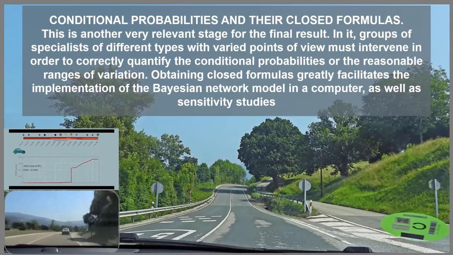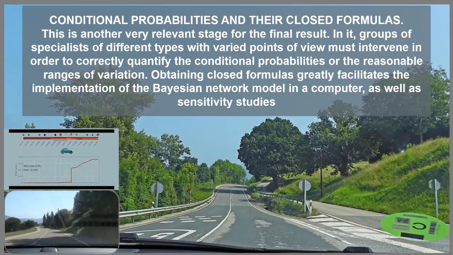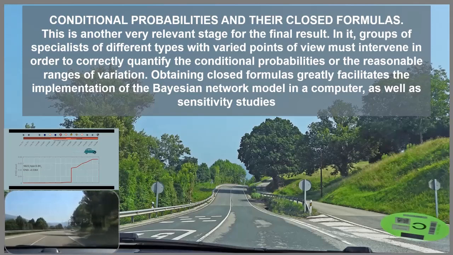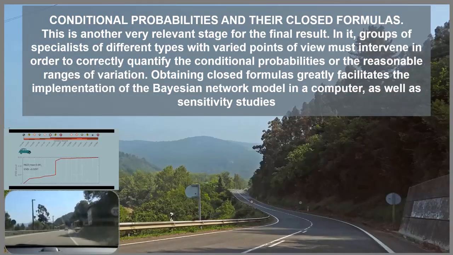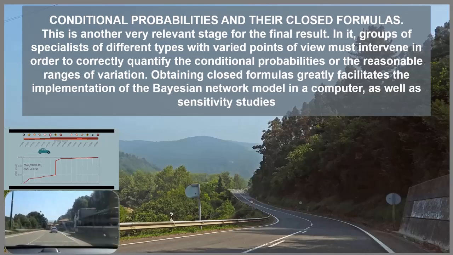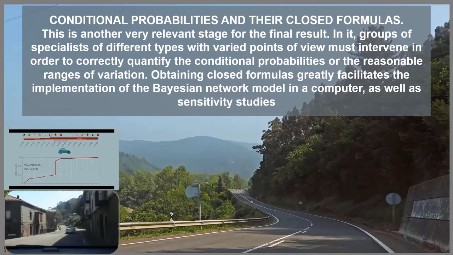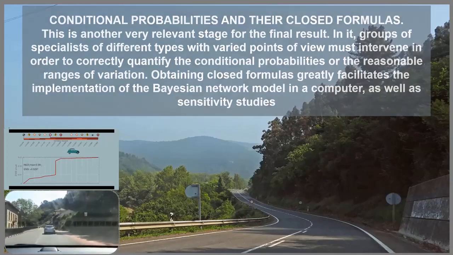Conditional probabilities and their closed formulas. This is another very relevant stage for the final result. In it, groups of specialists of different types with varied points of view must intervene in order to correctly quantify the conditional probabilities or the reasonable ranges of variation. Obtaining closed formulas greatly facilitates the implementation of the Bayesian network model in a computer, as well as sensitivity studies.